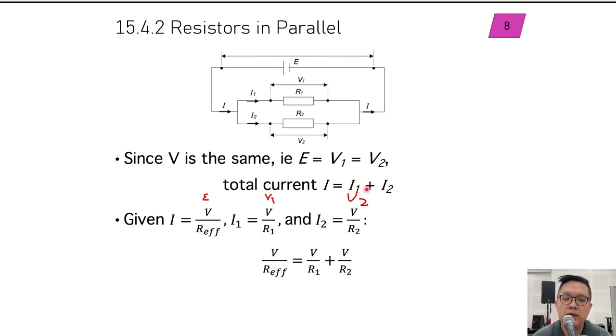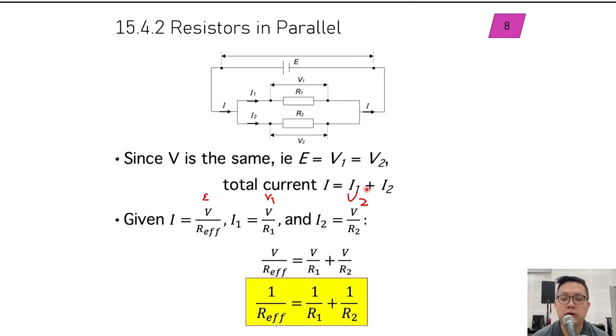Okay, so if V effective equals V over R1 plus V over R2, and of course you can cancel the V, you get 1 over R effective equals 1 over R1 plus 1 over R2. So again, if you have multiple resistors in parallel, you can just add more of these, plus 1 over R3 plus 1 over R4 and so on and so forth.